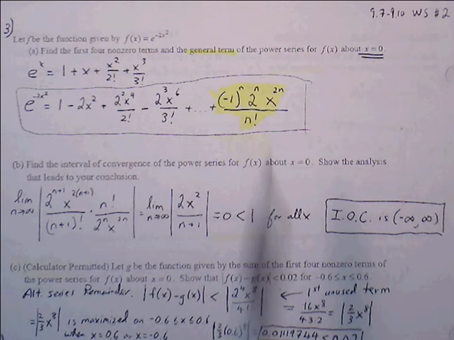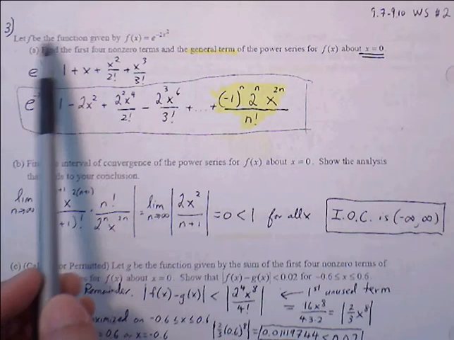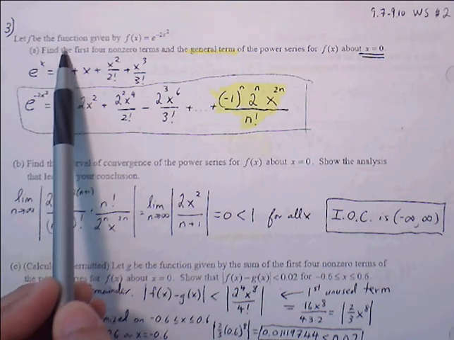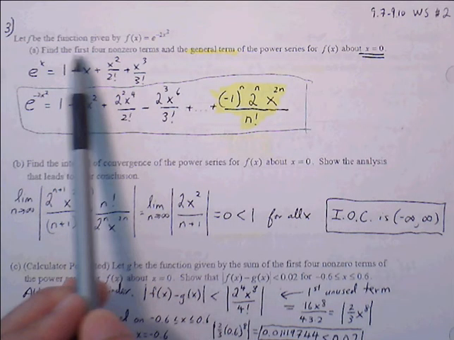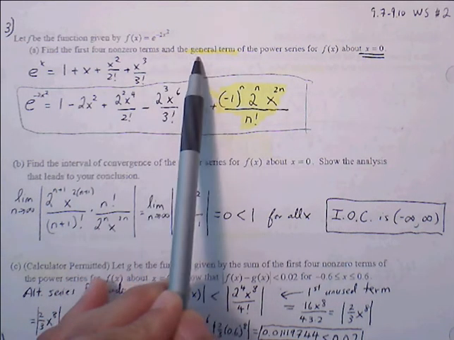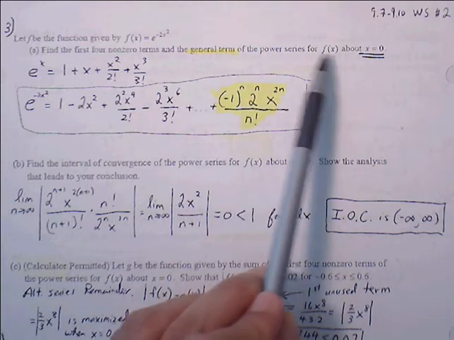Okay, we are going through 9.7, 9.10, worksheet 2. This is the back page here. Number 3, let f be the function given by f of x equals e to the negative 2x squared. Find the first four non-zero terms and the general term. Okay, so we don't want to forget to create our general term after our first four non-zero terms.